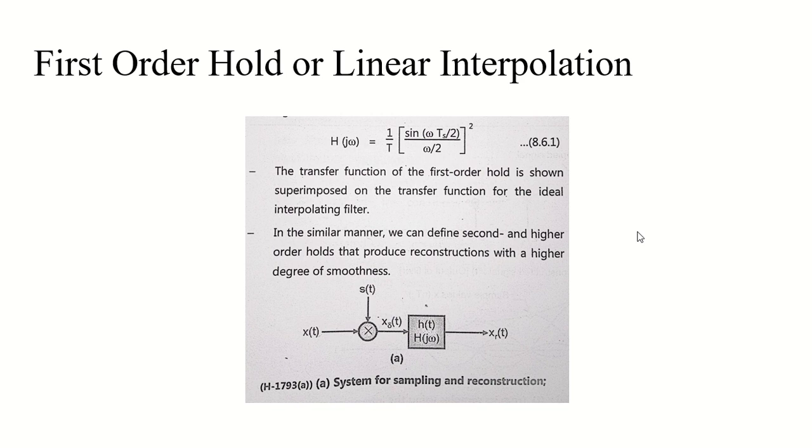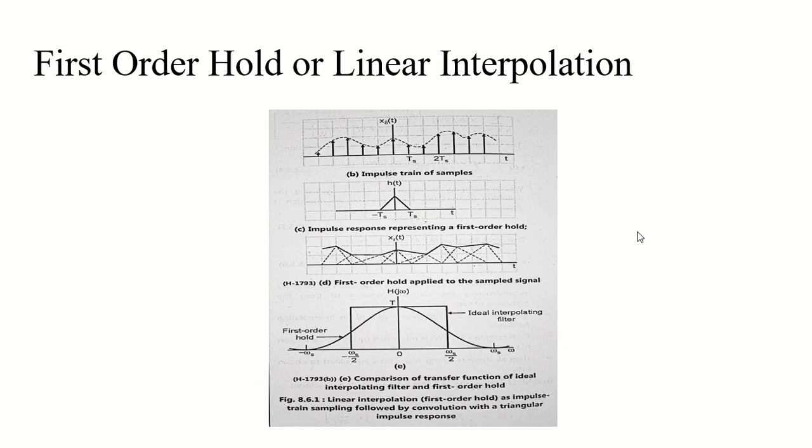So the transfer function of the first order hold is shown superimposed on the transfer function for the ideal interpolating filtering technique. And in a similar manner, we can define the second and higher order holds that produce reconstruction with a higher degree of smoothness. So if you want a smoother result, go for higher order, and by doing that you will be able to acquire that smoothness. But in the process, the calculation will get a little bit more complicated, and that is why we don't often use it so much.